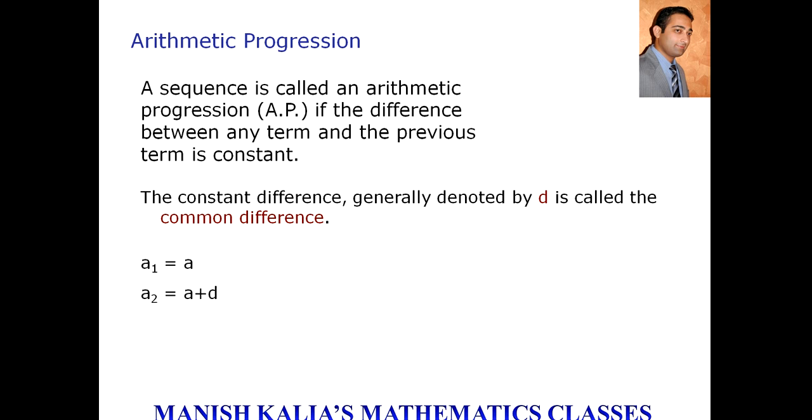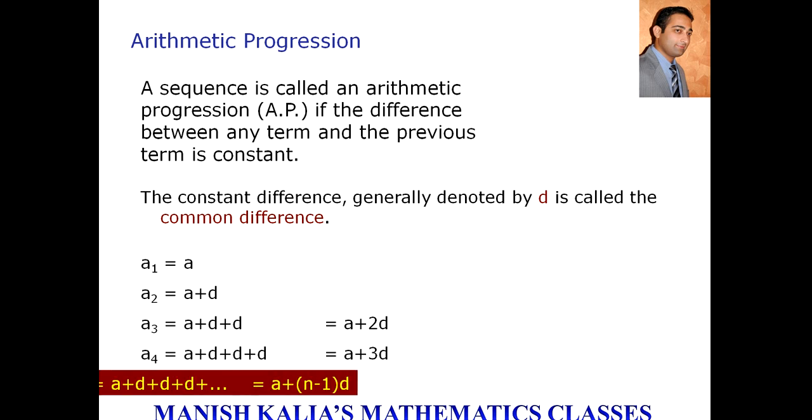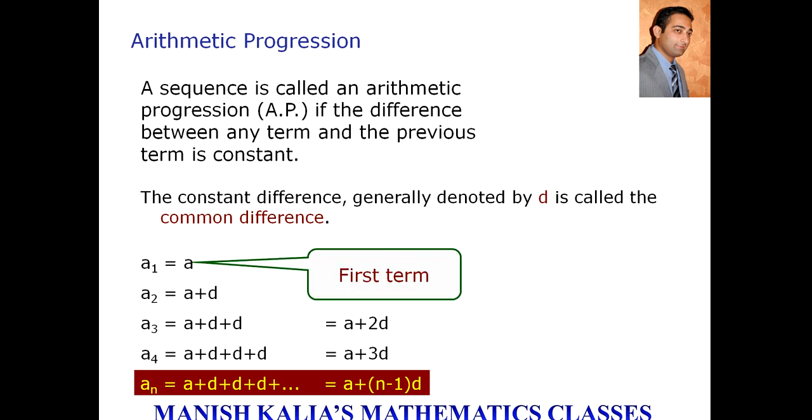So if we let the first term a1 be equal to a, a2 will be equal to a plus d, a3 will be equal to a plus 2d, which is d more than a2. So similarly, we can find the nth term. It will be equal to a plus (n minus 1) into d.